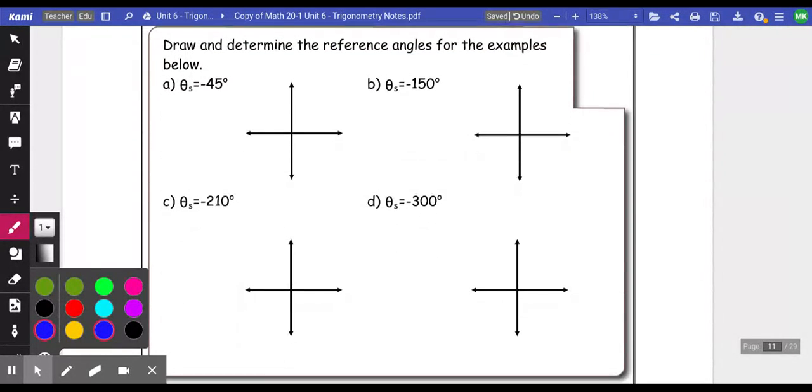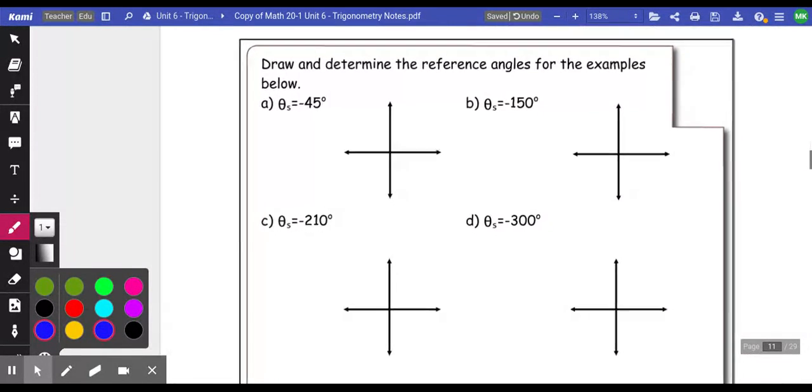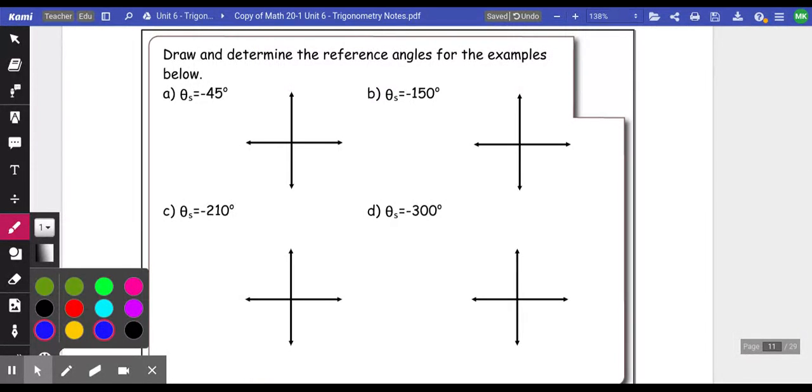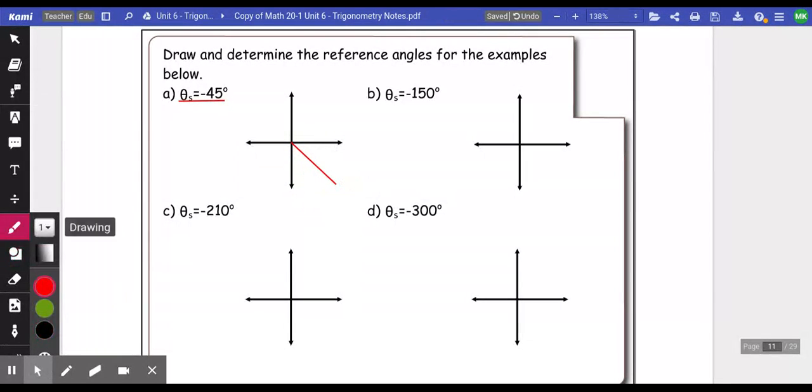Cool. We're going to draw a few of these standard position angles that are negative. And then we're also going to find the reference angles. So this first one, they're telling me that the standard position angle is negative 45. That means they started on the positive x-axis and they went backwards 45 degrees. If they went to here, that would be backwards 90 degrees. We want to do backwards 45 degrees like that. This is negative 45 degree standard position.